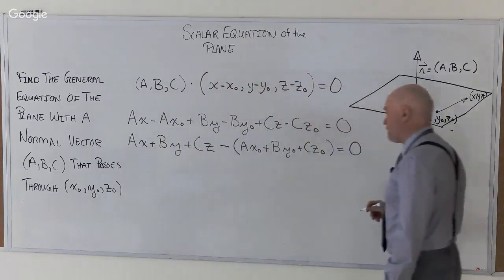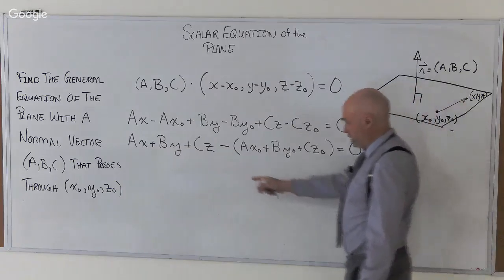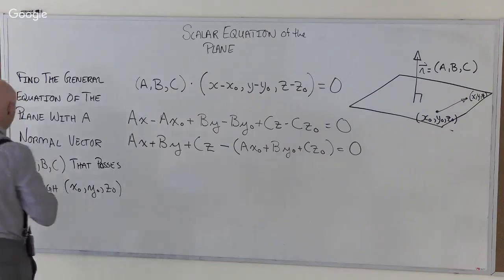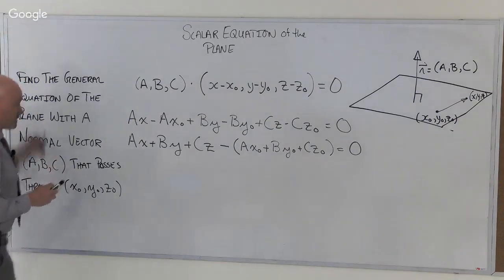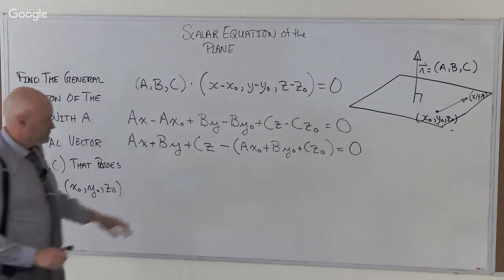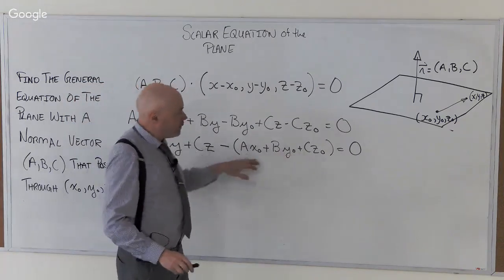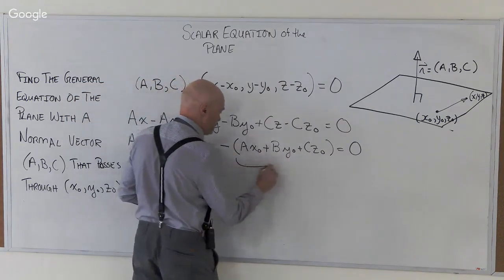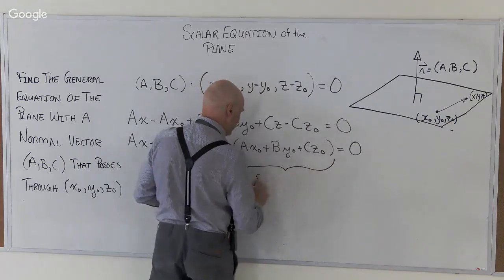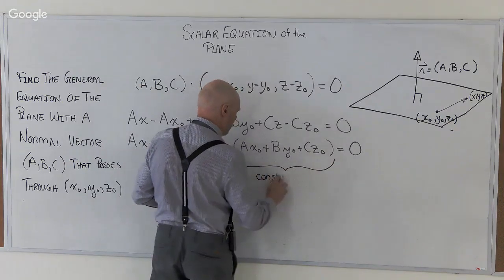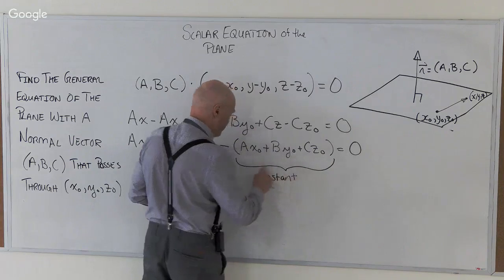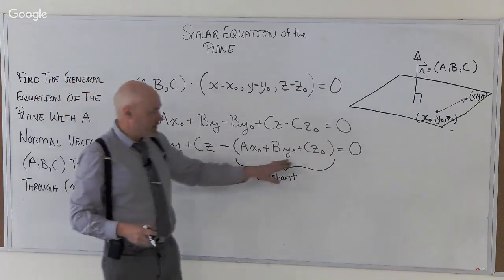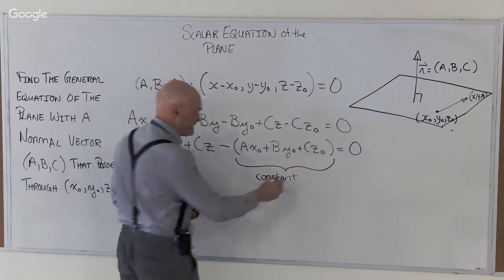Okay, so look at this. This is already turning into that scalar form that we liked so much when we were using the equation of the line. Now we have this thing that is actually all just numbers. And so this whole thing is really a constant. For any selection of x naught, y naught, and z naught, this thing is always equal to the exact same value.